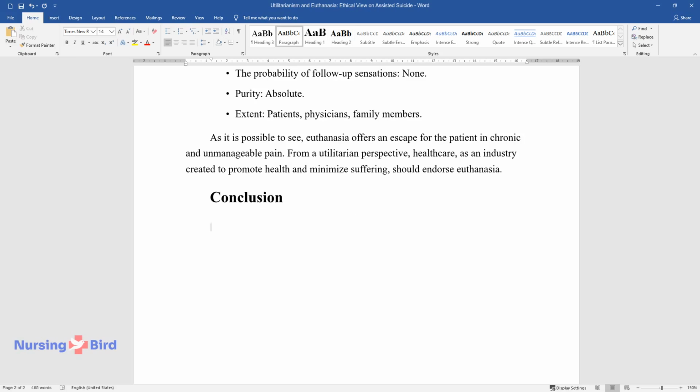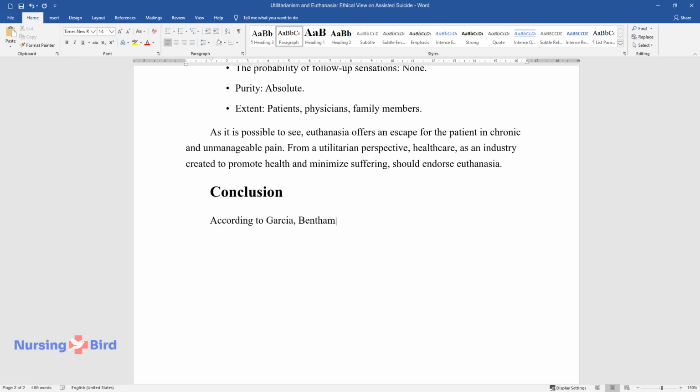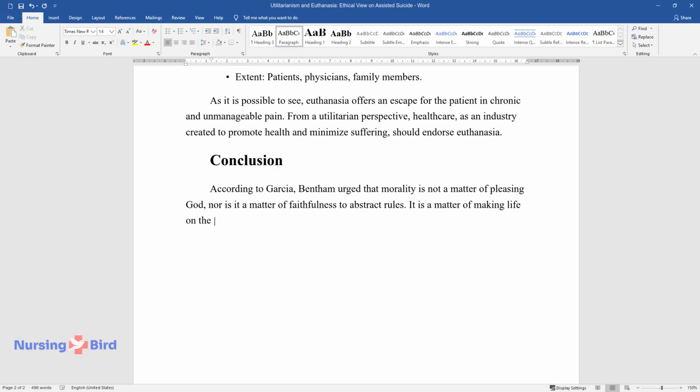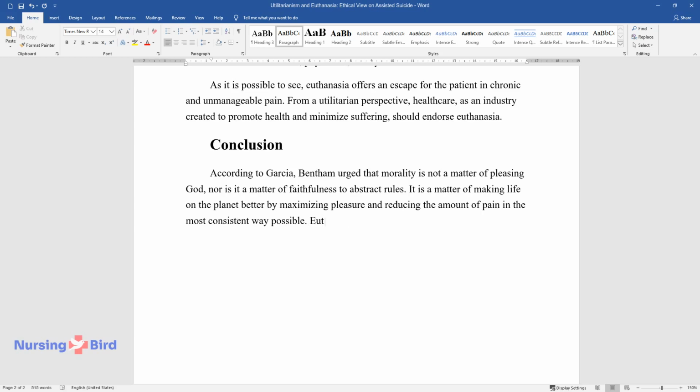Conclusion. According to Garcia, Bentham urged that morality is not a matter of pleasing God, nor is it a matter of faithfulness to abstract rules. It is a matter of making life on the planet better by maximizing pleasure and reducing the amount of pain in the most consistent way possible.